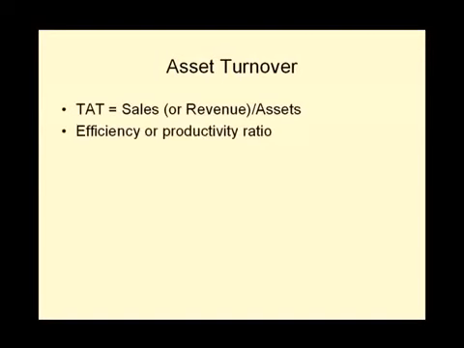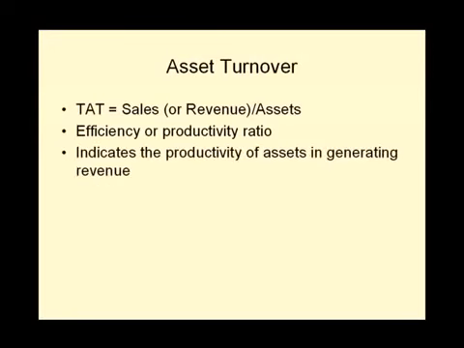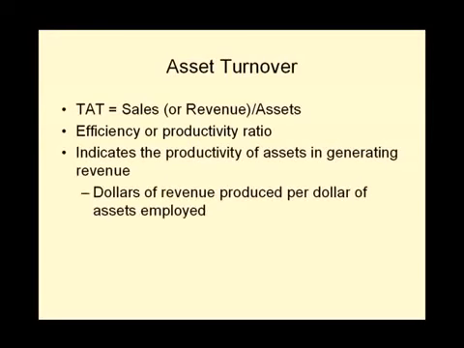A second component ratio of the DuPont analysis is asset turnover. Total asset turnover is defined as sales or revenue divided by assets. It's classified as an efficiency or productivity ratio, and it indicates the productivity of assets in generating revenue. And specifically, the asset turnover ratio gives us the number of dollars of revenue produced per dollar of assets employed.